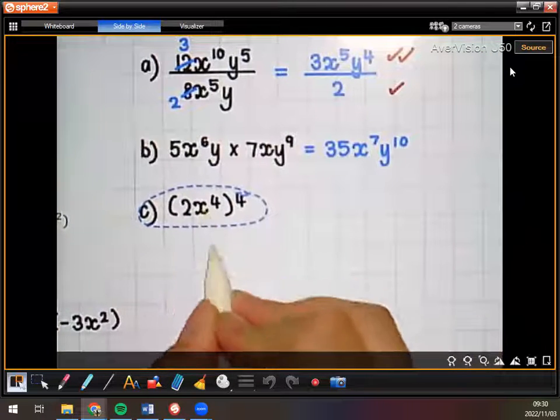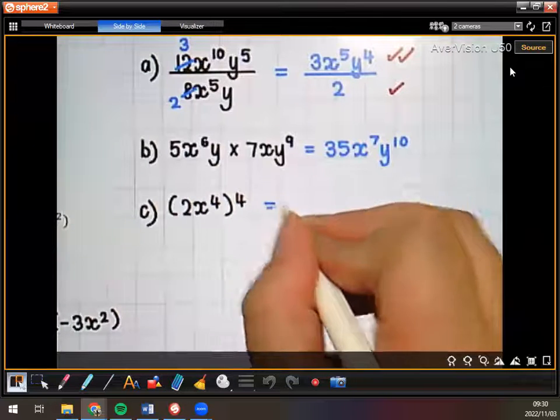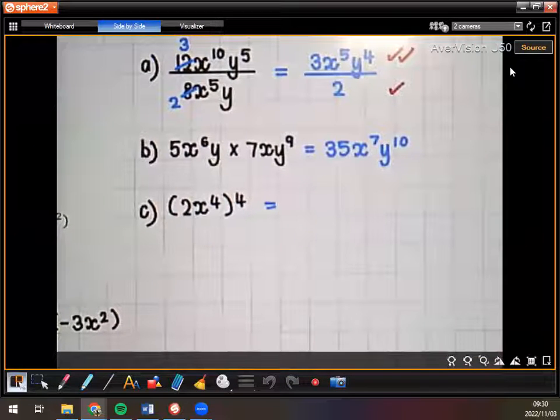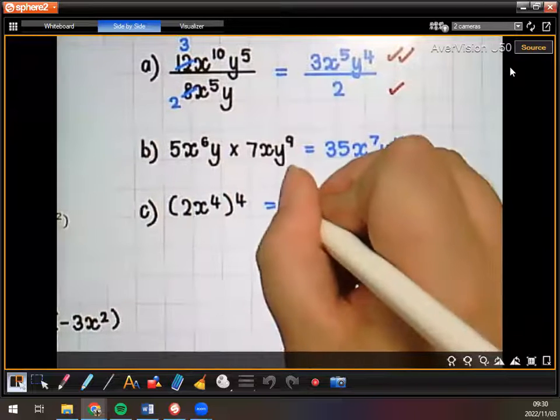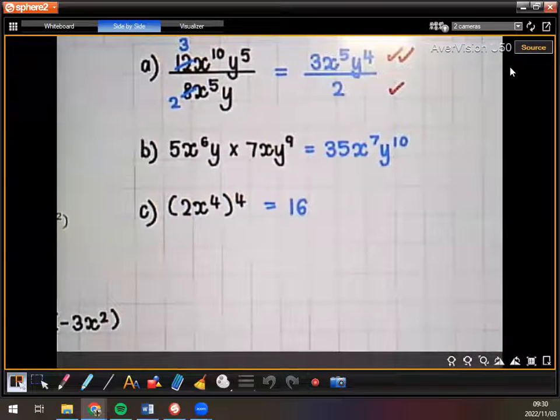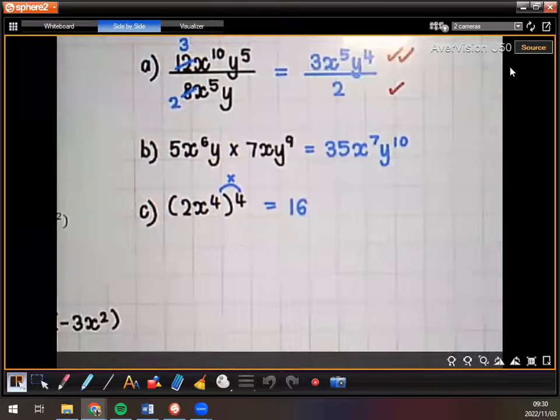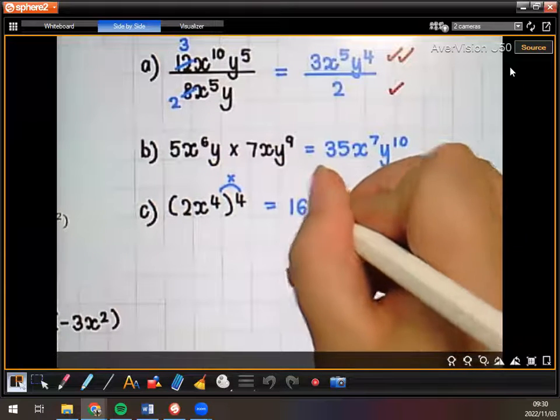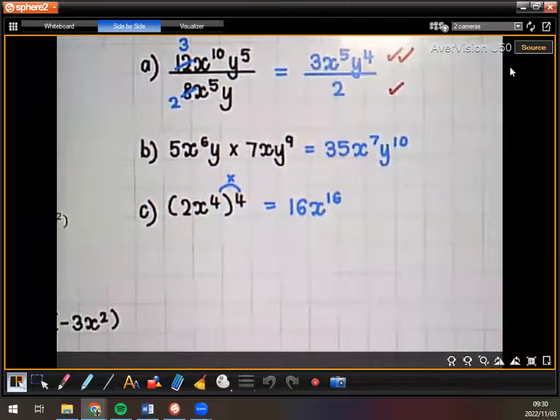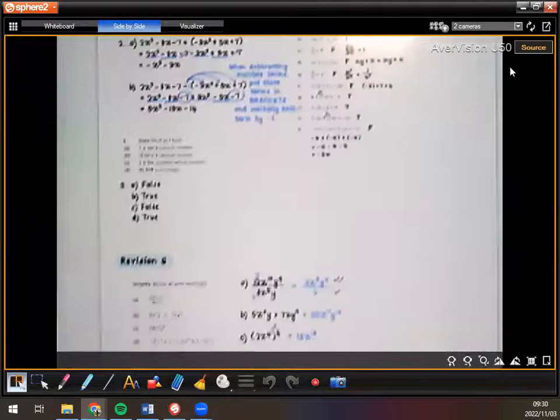Right, let's look at C. Now we have to raise everything in the bracket to the power of 4. Okay, 2 to the power of 4. Do we know what that is? 2 times 2 times 2 times 2. 16. Good. So 2 to the power of 4 is 16. And now I need to multiply those exponents together. 16, hey? So x to the power of 16 as well. Alright, so let me quickly move D across and we'll do D as well.